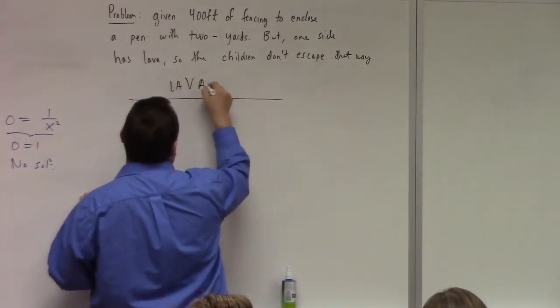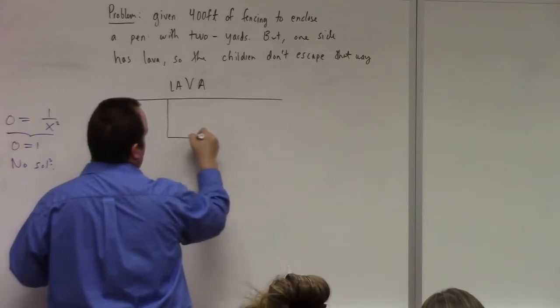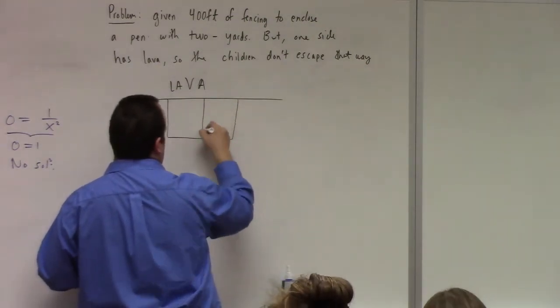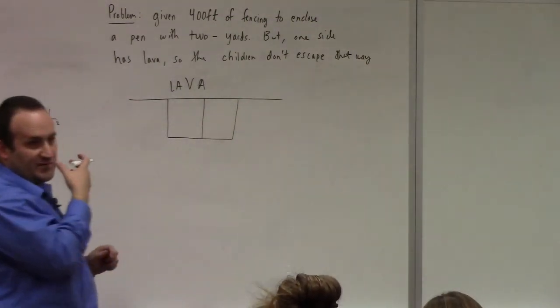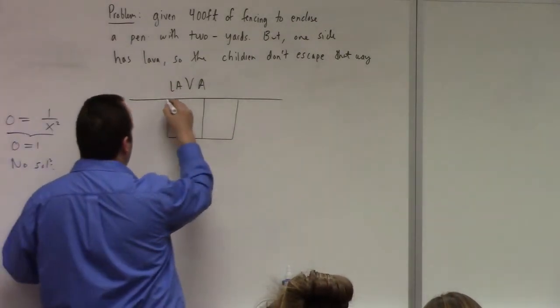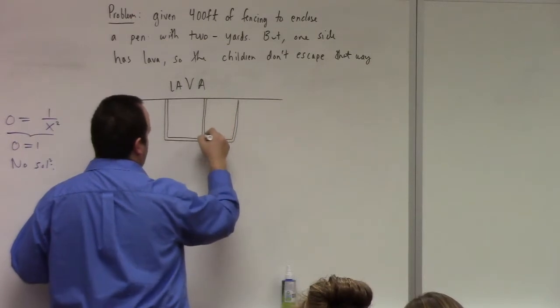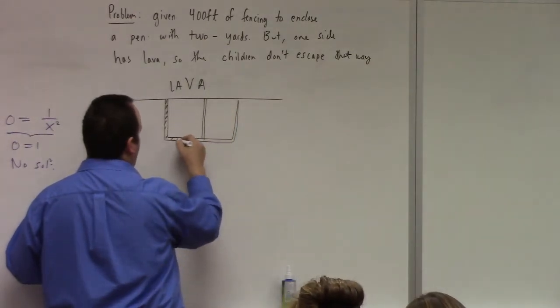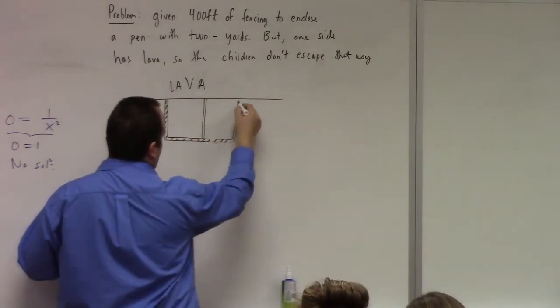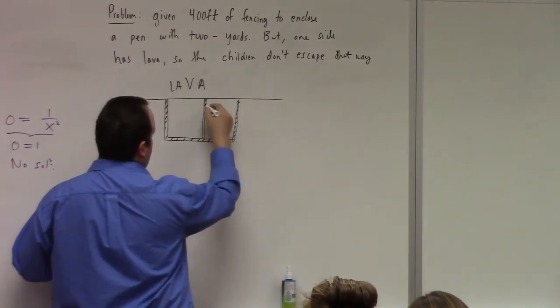Lava, and then so we're building some kind of pen, and it has an enclosure. My point is that we're only putting walls here and here. The fence is only going here and here, right? Do you guys understand the problem?